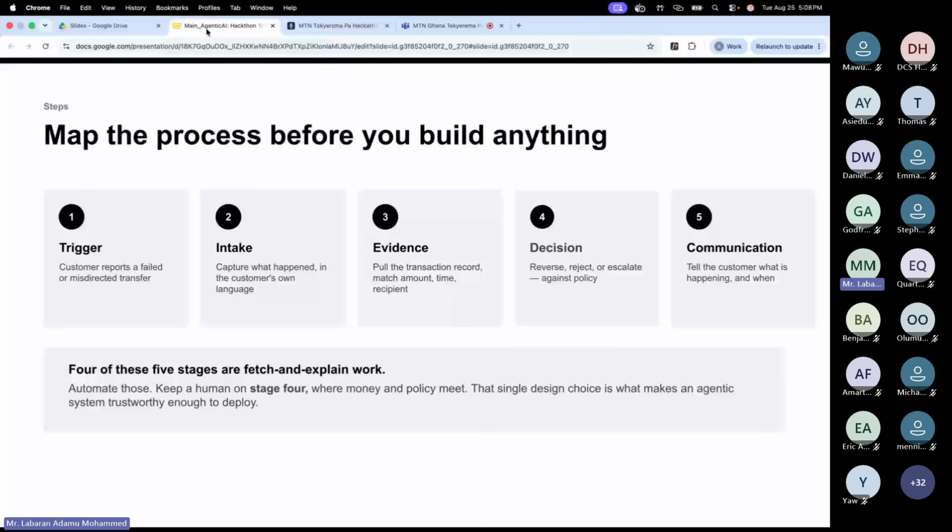The agent should also be able to communicate with the user. After going through your situation, analyzing everything, reasoning about it, deciding, and calling tools to verify that you are who you say you are, the agent communicates the next steps being taken to the user.